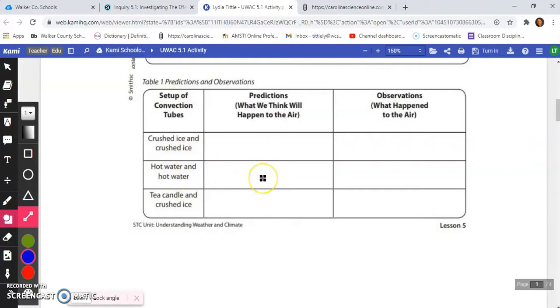Then make a prediction on the middle row for what you think will happen when we have hot water and ice. And then on the third row, you're going to make your predictions about what you think will happen when we have the tea candle under one of the convection tubes and crushed ice under the other. And then while we're doing the experiment, you're going to record your observations of what actually happened to the air in this last column of your data table. Okay, let's go ahead and switch over to the experiment.